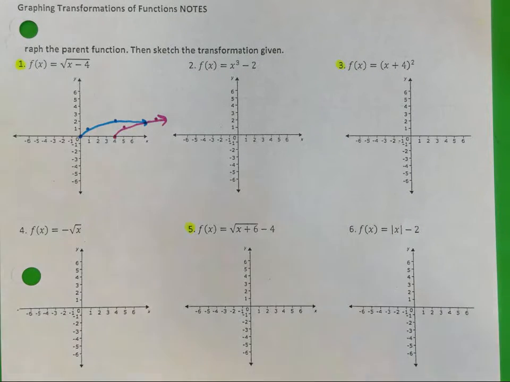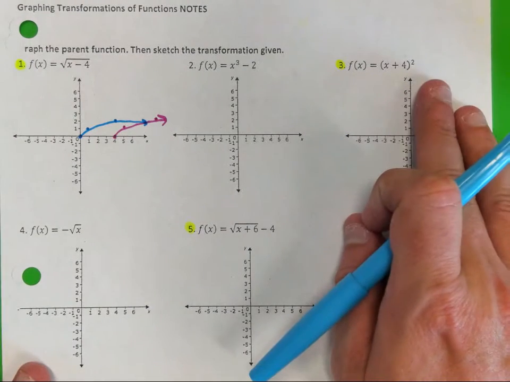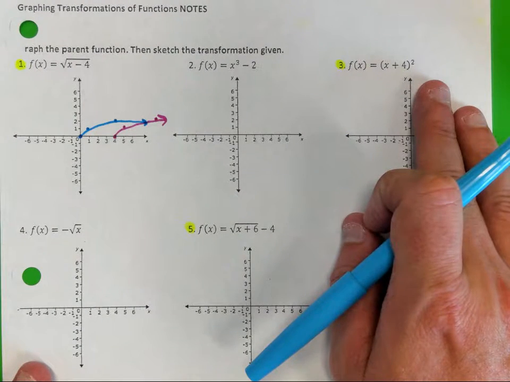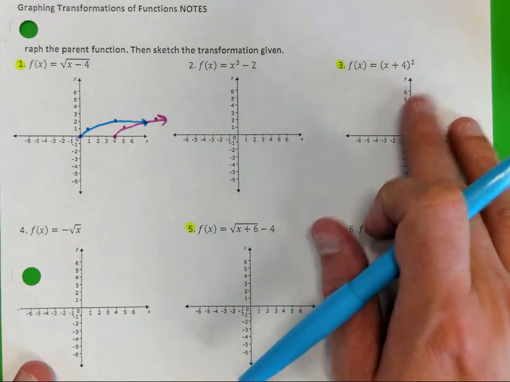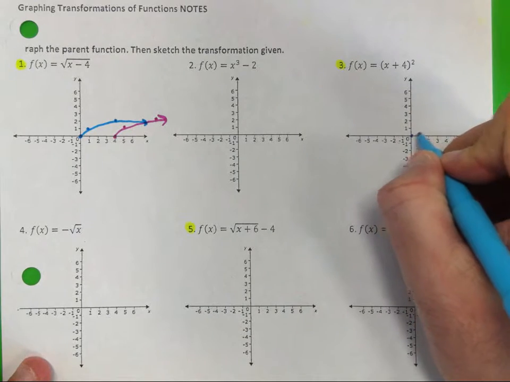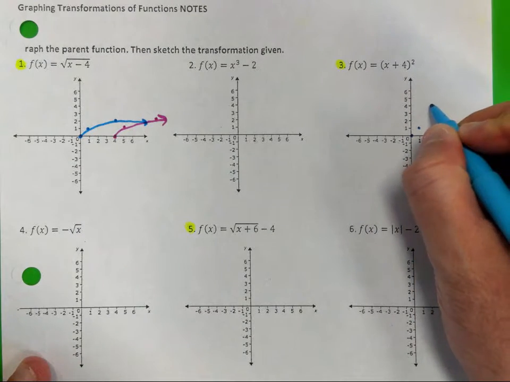All right. Number 3. What's my parent function here? Quadratic. So let's graph the quadratic. 1 squared is 1. 2 squared is 4.